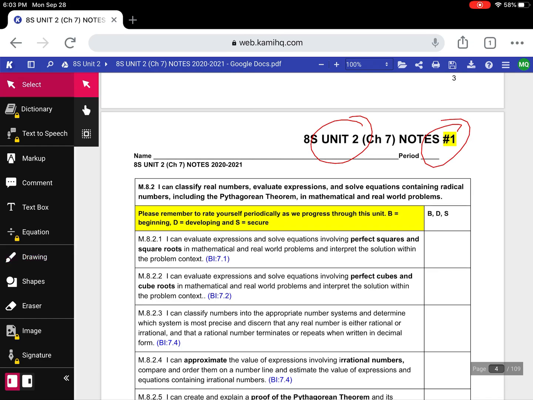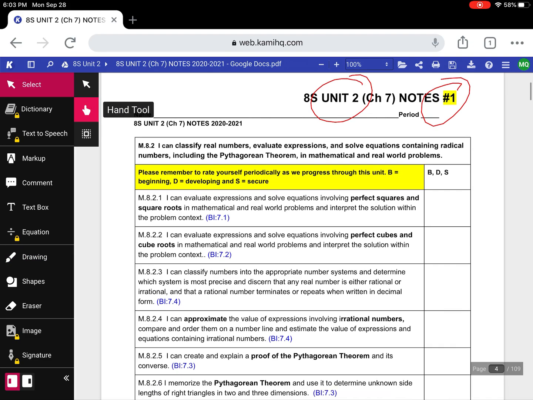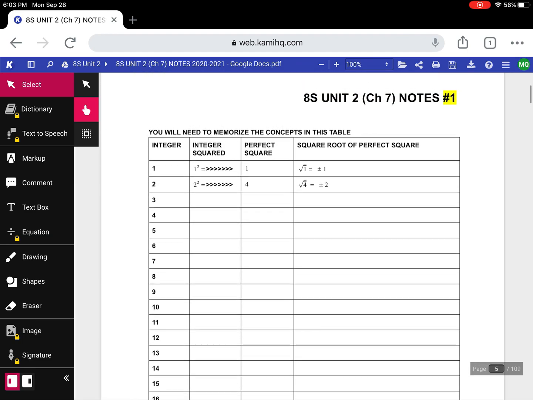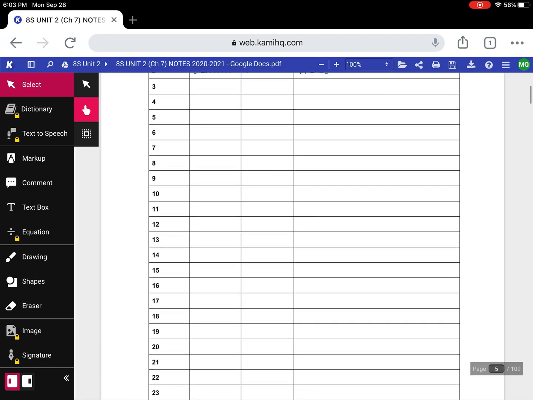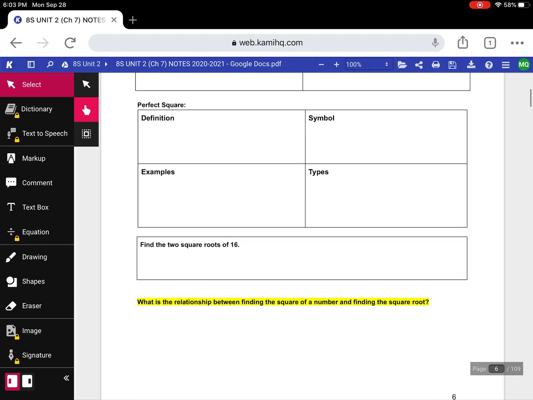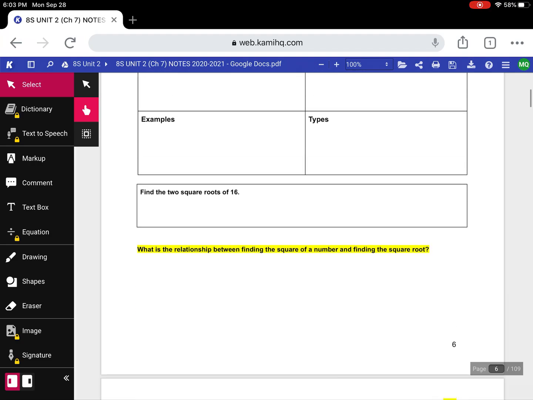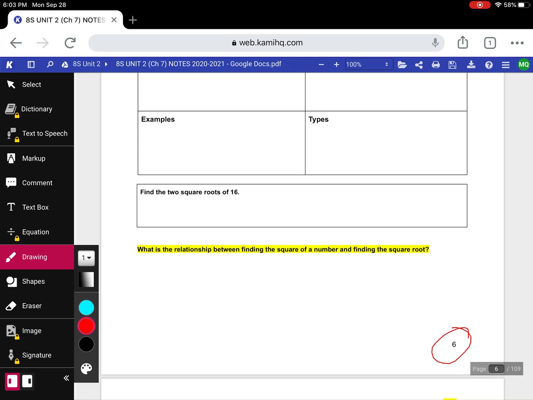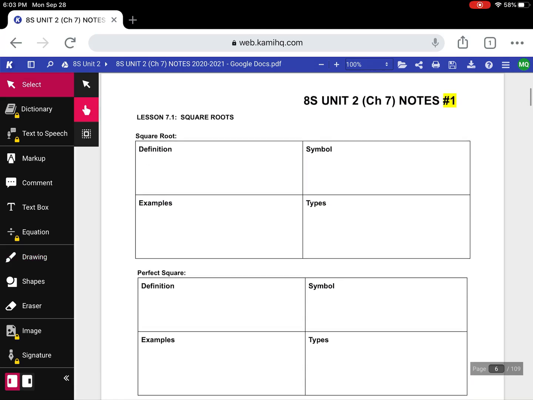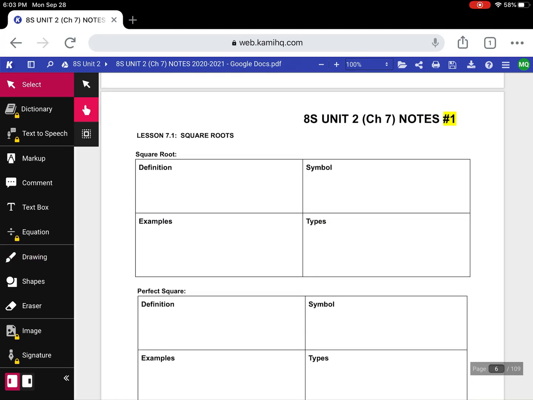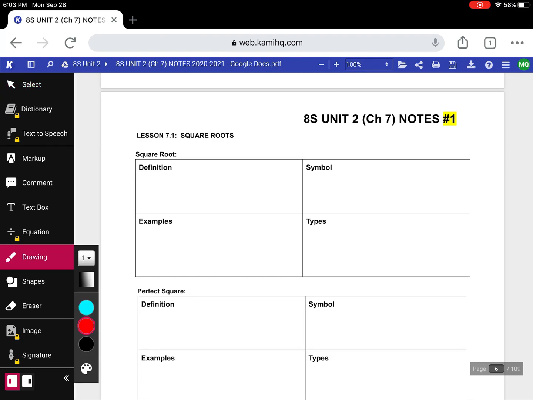And I want you to go ahead and move to page 6. We are going to be talking about square roots today, okay? So if you could page down, and we are on page number 6, okay? So we will start at the top. Like I said, this is lesson 7.1 from your textbook, so if you need help, you should go there for your resource. Okay, and we're going to talk about square roots.